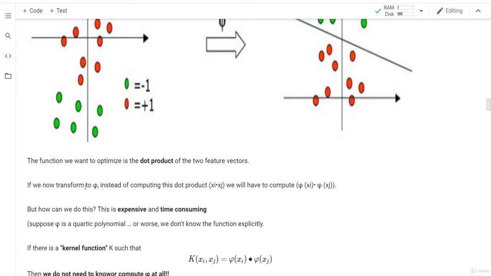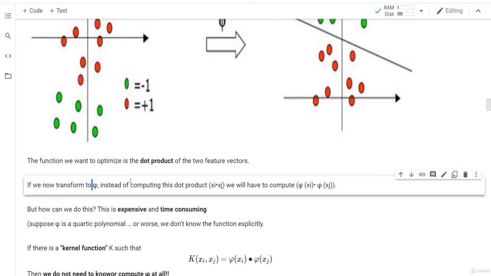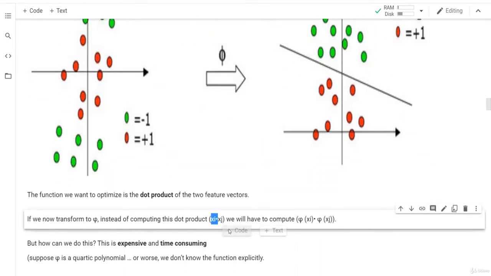Now, if we transform using this function, instead of computing this dot product, where we said that the dot product is xi times xj, we will have to compute phi of xi times phi of xj. So we will apply the transformation function on xi, and on xj, and then we will compute the dot product between the two vectors after transforming.